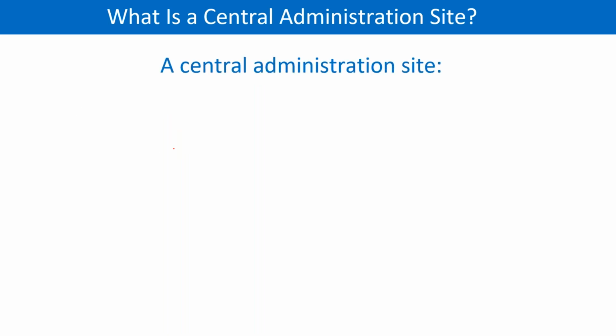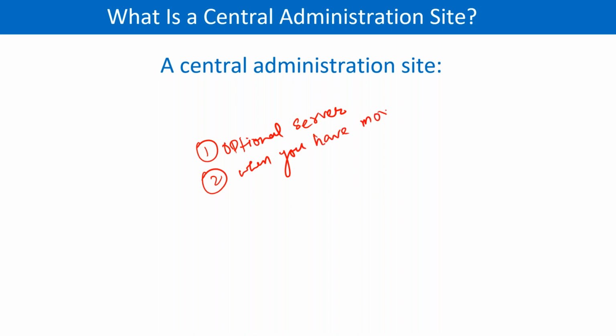Okay? Now, central administration site is what? Point number 1, it is an optional server, optional site server. Okay, when do we need this? When you have more than one primary site. If you don't have more than one primary site, you don't need a central administration site. It is only needed when you have more than one primary site. Understood? Okay.